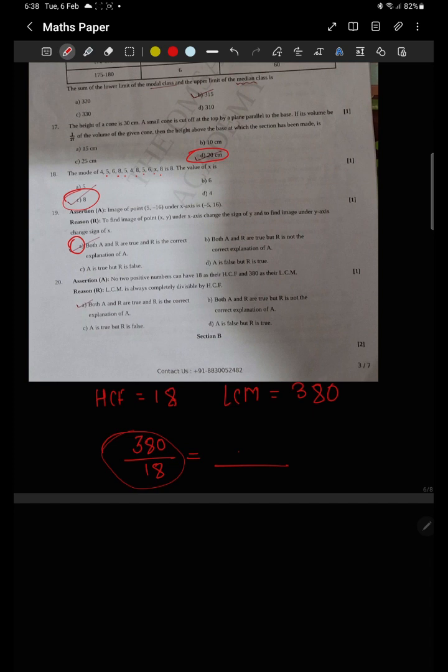Also, the reason is that LCM is always completely divisible by HCF, and that's true. LCM is always divisible by HCF because HCF is the highest common factor, so it should completely divide the LCM, which is not happening here. So both assertion and reason are true, and R is the correct explanation of A.